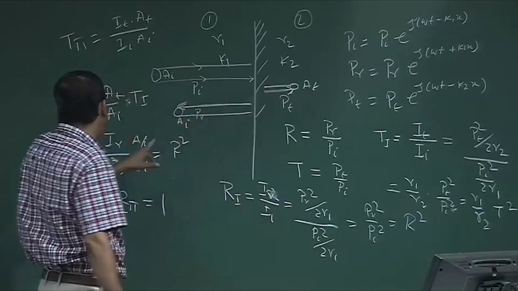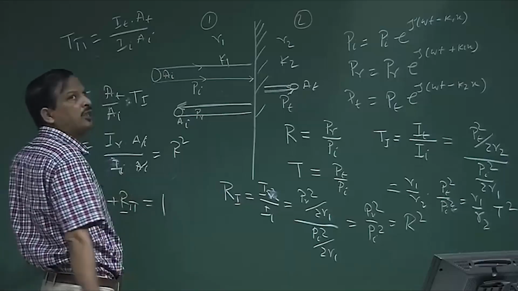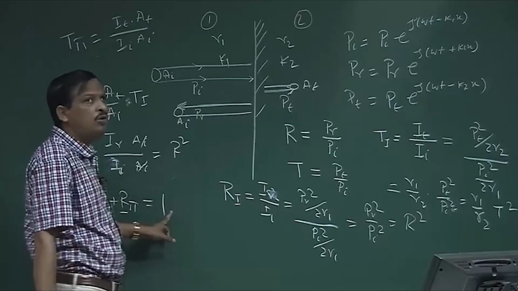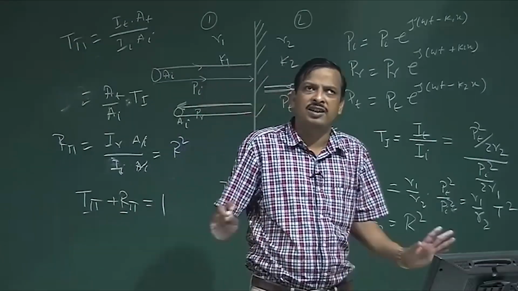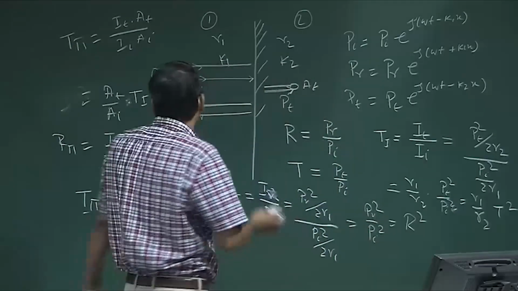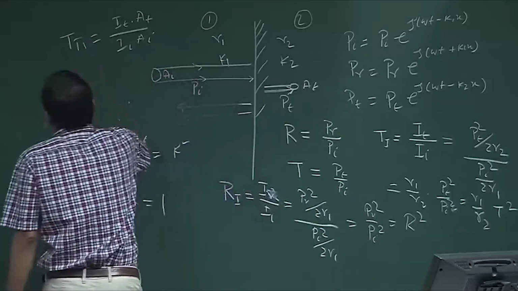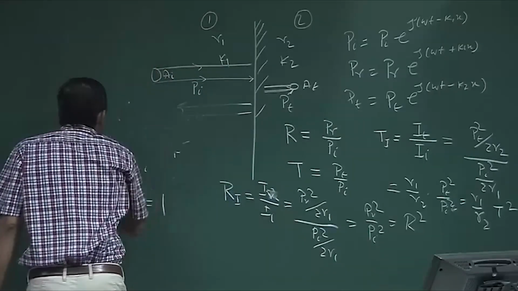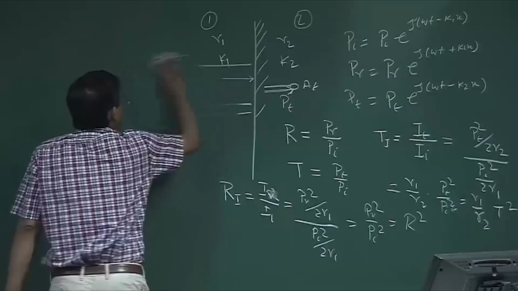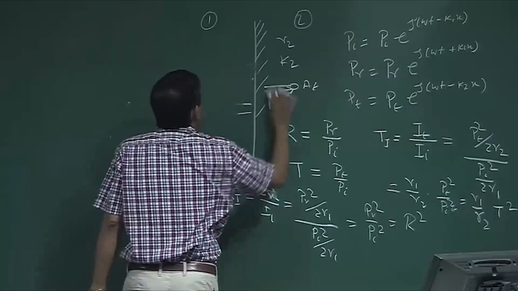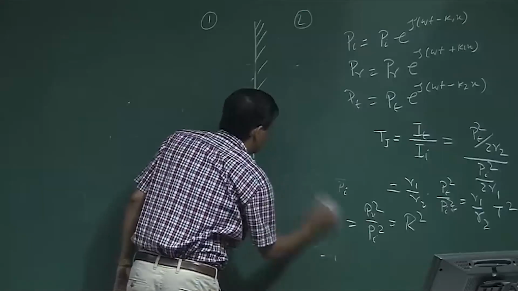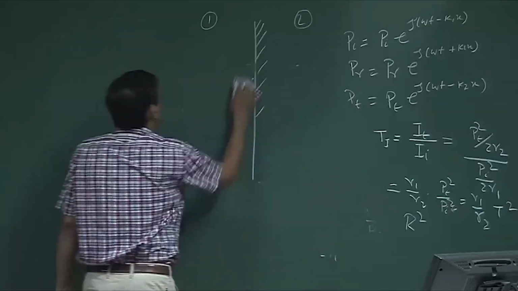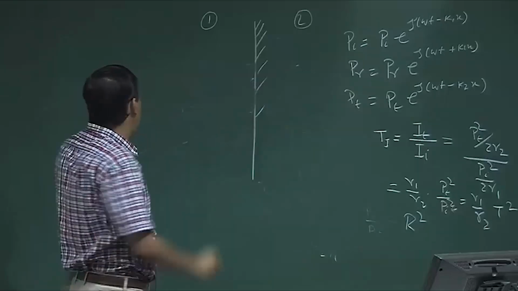So, the reflected coefficient and transmission coefficient power sum must be equal to 1. Okay, so you understand this. Now consider what will happen in case of pressure. I want to find out the value of the transmitted coefficient and reflected coefficient. How do I find out the value?